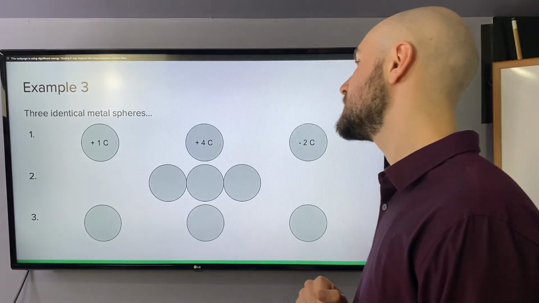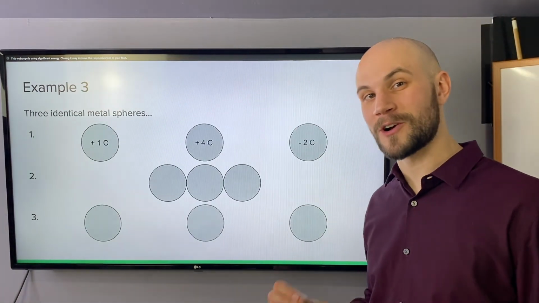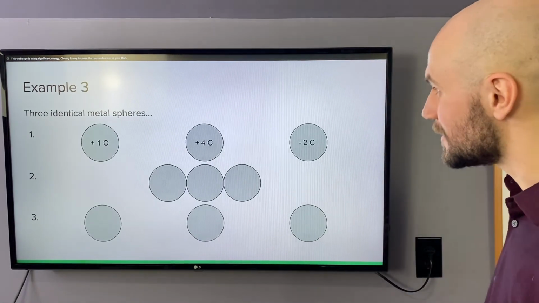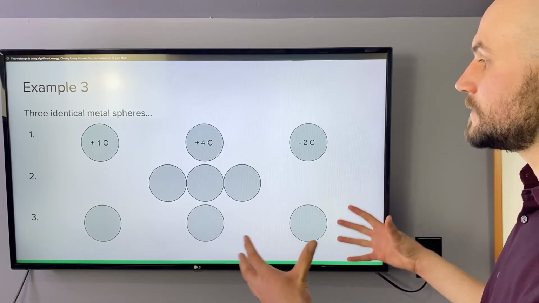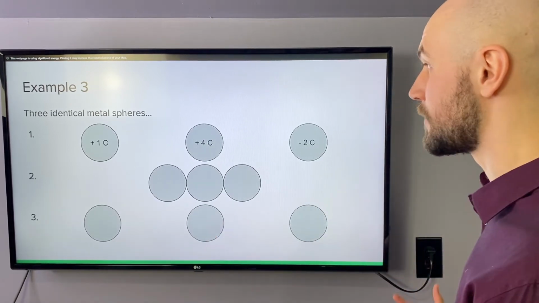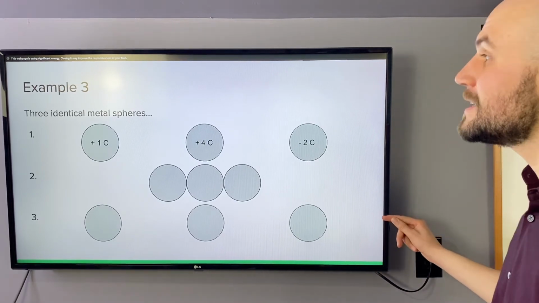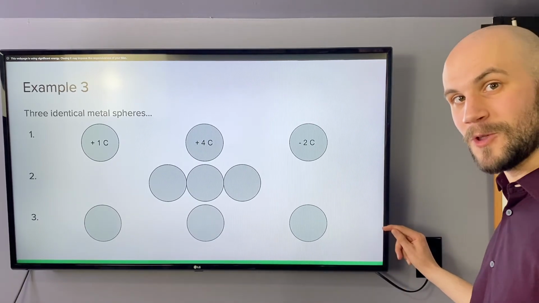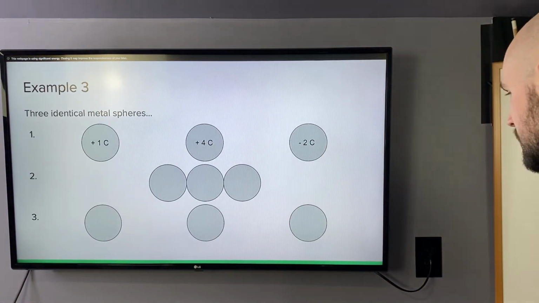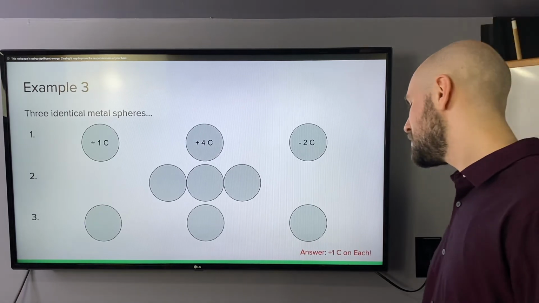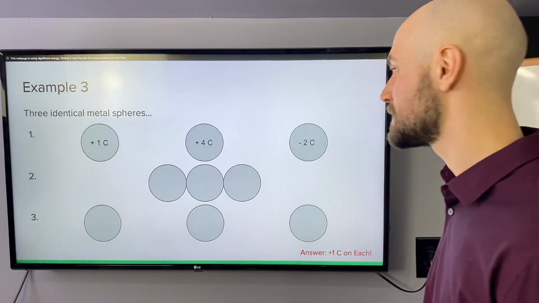+4 plus 1 is +5 coulombs. -2 is +3 coulombs of charge. So there's a total of +3 coulombs of charge in the system. All 3 spheres touch, all 3 spheres separate. How much charge on each one? There still has to be a total charge in the system of +3 coulombs. We divide that +3 coulombs between these 3 objects. There is +1 coulomb of charge on each one of these objects.